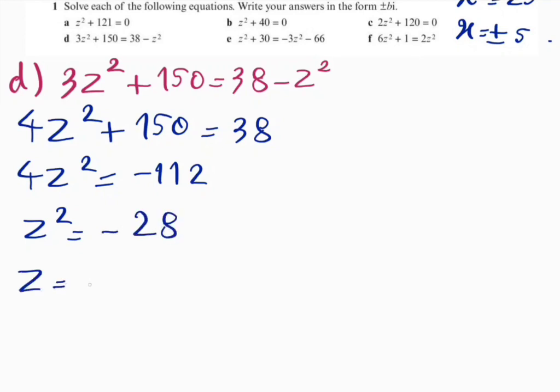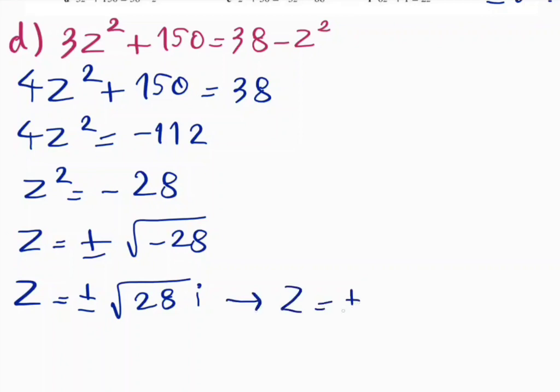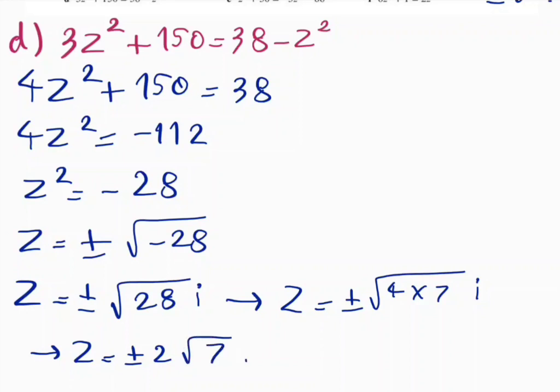Let's take the square root of both sides. z is equal to plus or minus root minus 28. And z can be written as plus or minus root 28i. And we can write 28 as 4 times 7i, and the square root of 4 is 2, so we get plus or minus 2 root 7i.